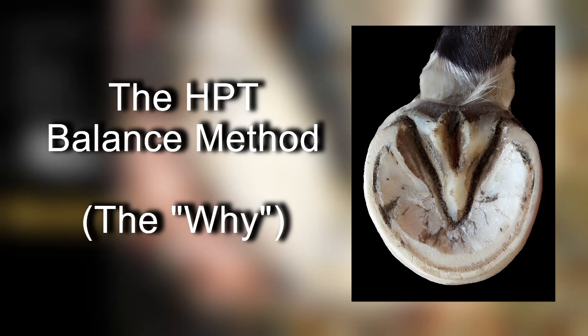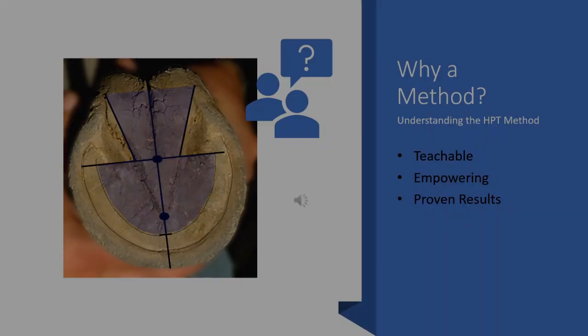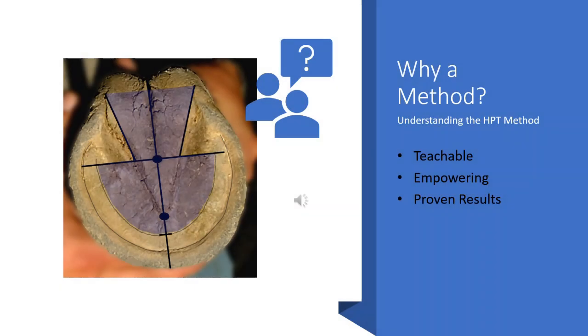In this presentation, I want to review and emphasize the why of the method and why I suggest trimming an individual structure, or better stated, why did I create the step in the method. What is a method? A method is a system or a way of doing something. Simple enough. Regarding a trim, does it mean that the trim is the same for every hoof?